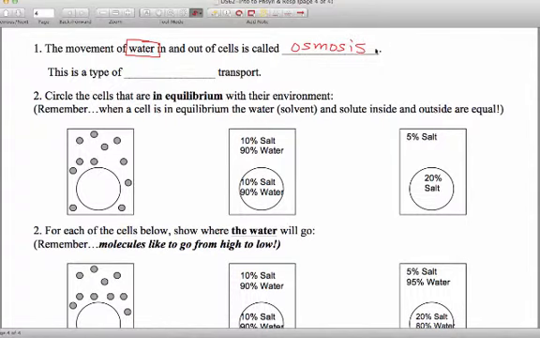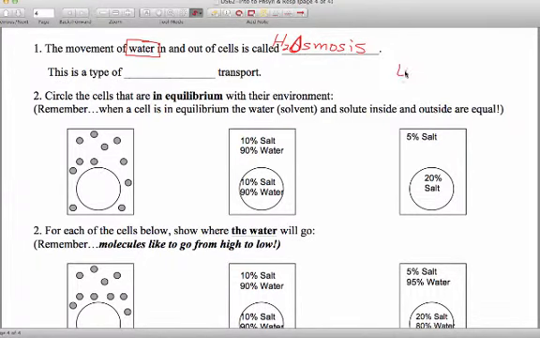And in our notes, we told you to turn the word osmosis into H2 and then O. And you can also turn that O into a water droplet to remind you that it's the movement of water. The other thing that you needed to know about osmosis is the second part of this statement. It says that this is a type of blank transport.